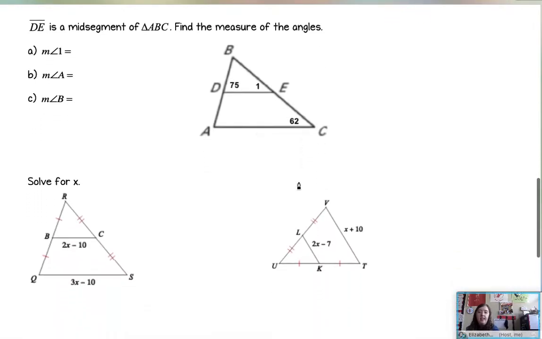Okay, so DE is a midsegment of ABC. Find the measures of the angles. So I'm going to wait just one moment for you to draw that out. I know it takes a minute to draw the diagrams for geometry, so I'll take a second.